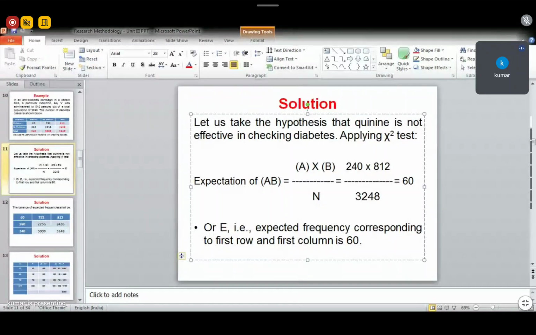I will show you how it is being done. You can find out the value for the second one, that is 1, 2. Tell me what is the value for 1, 2. First row, second column. 2256, sir. 2256. Okay. Like that, you find out the value for each and every cell.